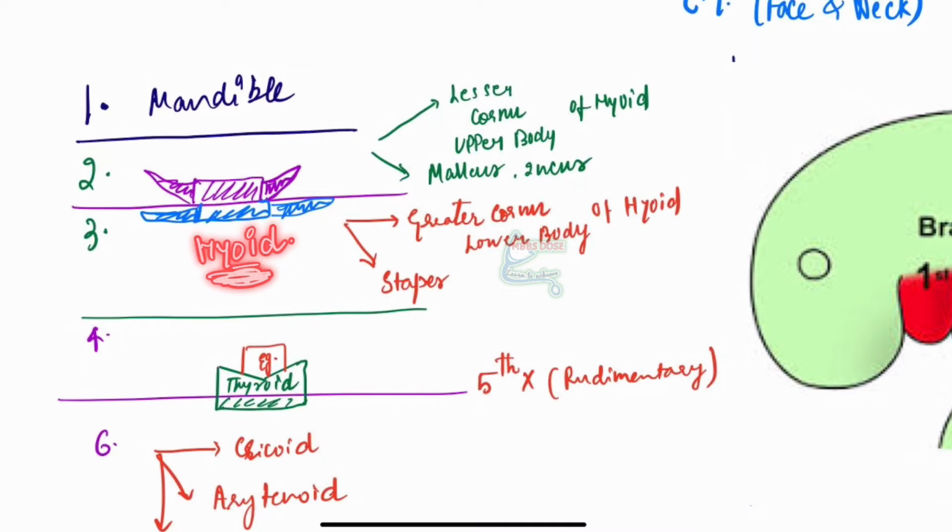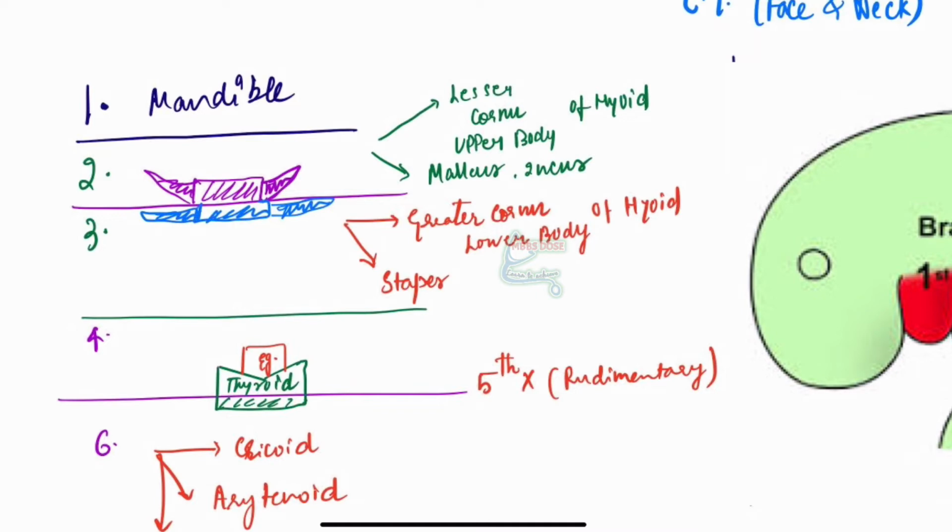The upper body and lesser cornu of the hyoid bone are derived from the second pharyngeal arch, but the lower body or greater cornu of the hyoid bone is derived from the third pharyngeal arch. It is very important to learn that the second and third pharyngeal arches are together responsible for the formation of the hyoid bone. So the hyoid bone is derived from both the second and third pharyngeal arches.